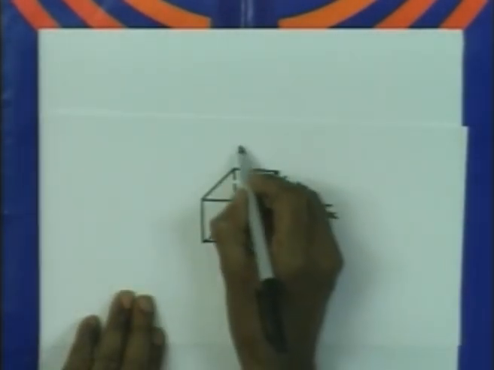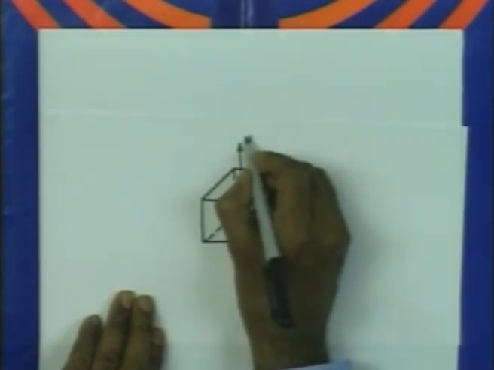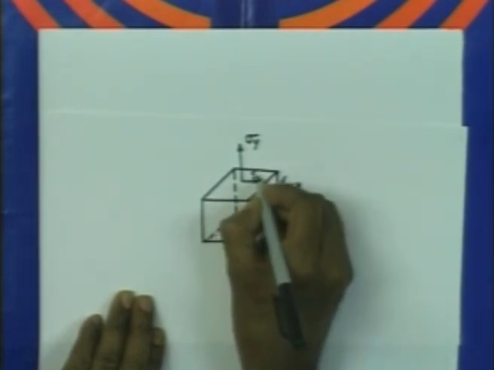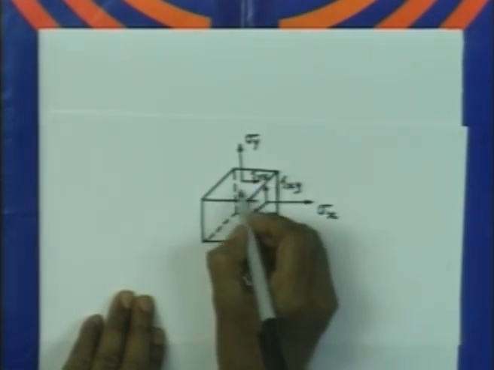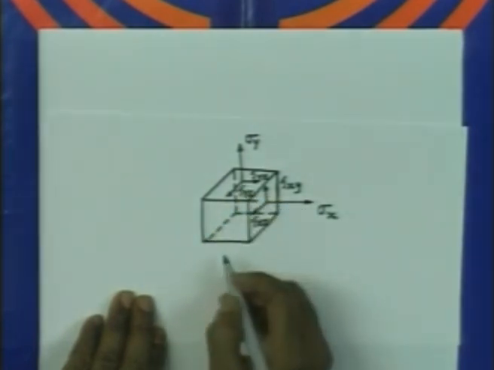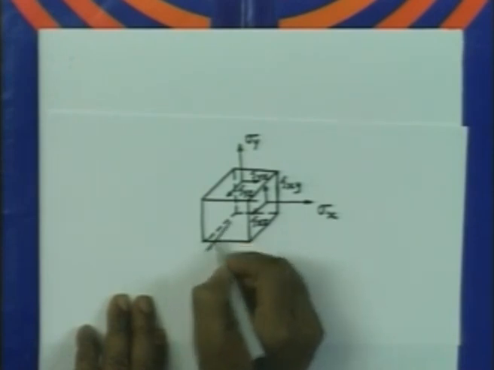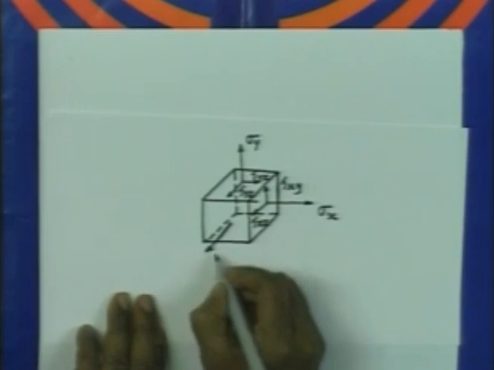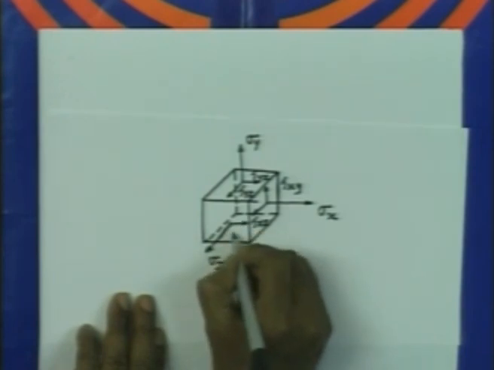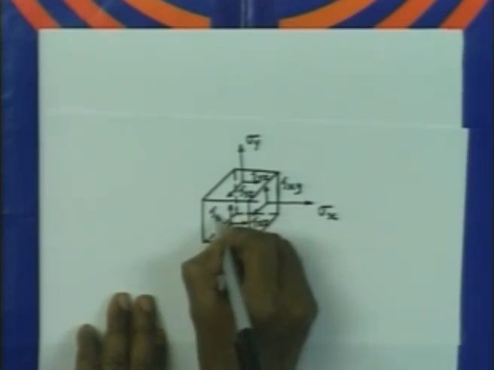Similarly, the stresses acting on this face, which is perpendicular to the y, is nothing but sigma y, then we have tau yx, and this is nothing but tau yz, sorry, and the stress which is acting on this plane, they are again having components like sigma z, and the component in this direction is tau zx, and the component here is tau zy.